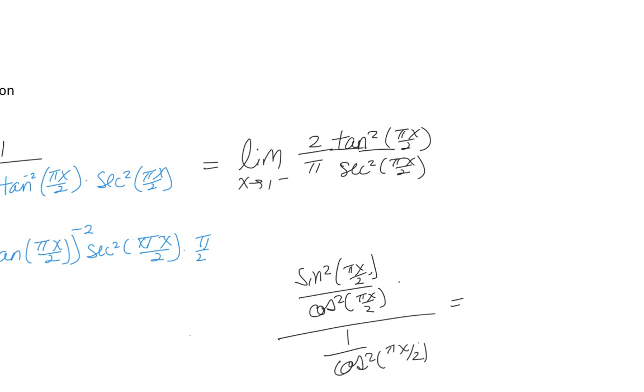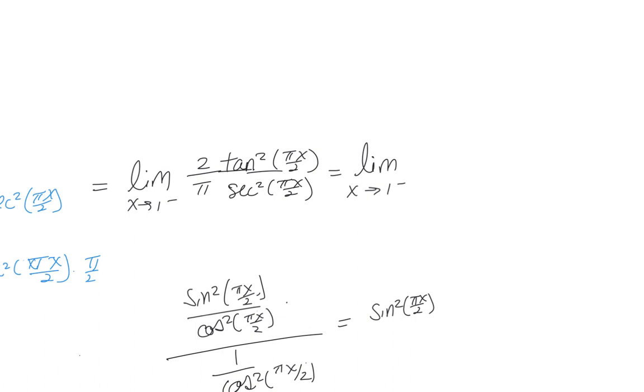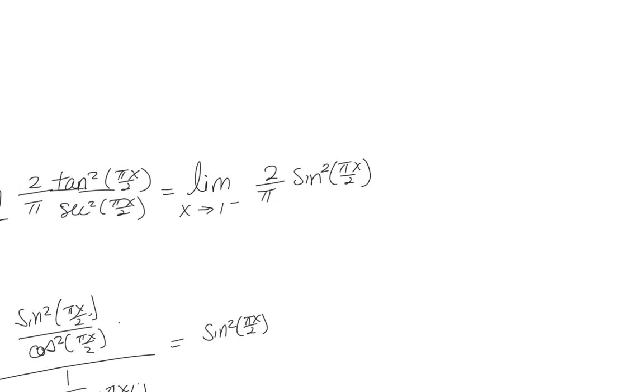So we know that it's going to be the numerator fraction multiplied by the reciprocal of the denominator fraction. So I'm just going to get sine squared of pi x divided by 2. Oh, well, that's lovely. So not using L'Hopital's or anything, this is just going to be the limit as x approaches 1 from the left of 2 divided by pi, of the sine squared of pi x divided by 2. And as x goes to 1 from the left, this is just going to give me the sine of pi over 2, which is just 1, so my answer is 2 divided by pi.